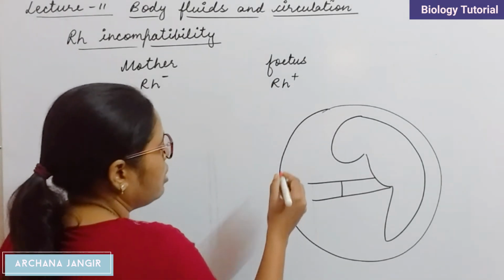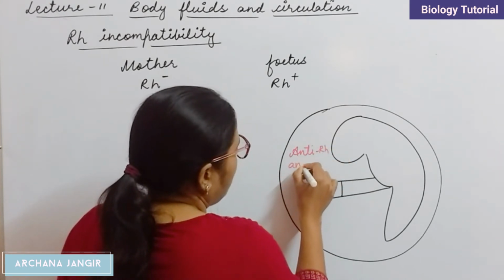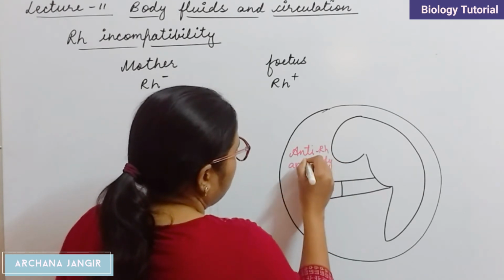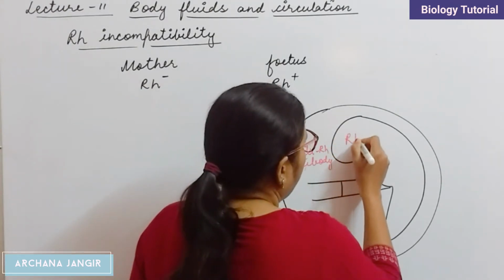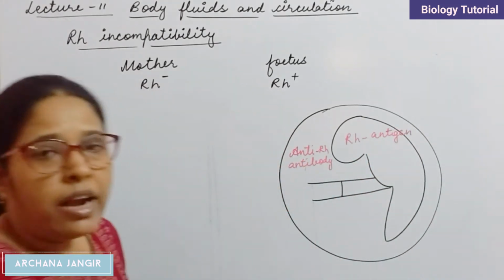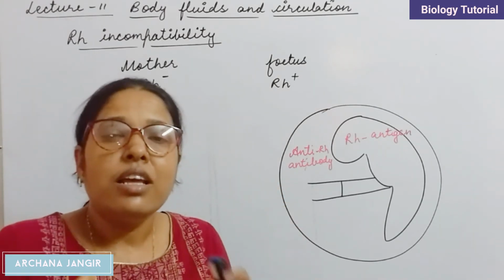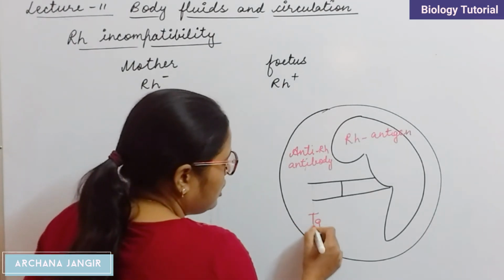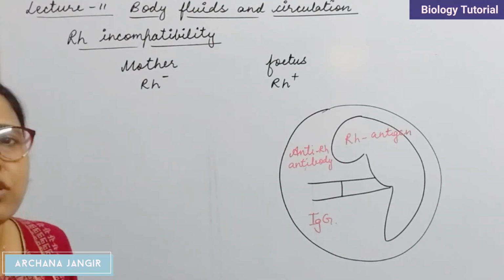Clear? So here anti-Rh antibodies are present. Clear? So it has the anti-Rh antibody. Here is the fetus with the blood of Rh antigen. Rh antigen is there, and we know that this anti-Rh antibody is a type of IgG antibody. So this is the IgG antibody, and we know that the IgG antibody can cross the placenta.